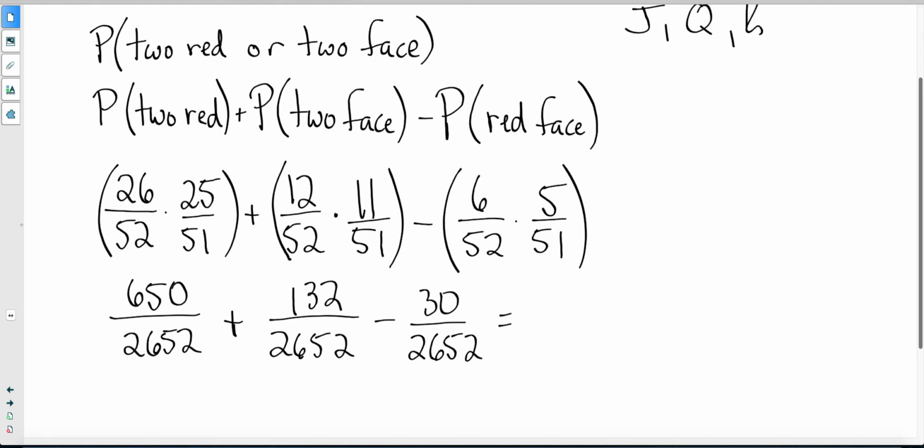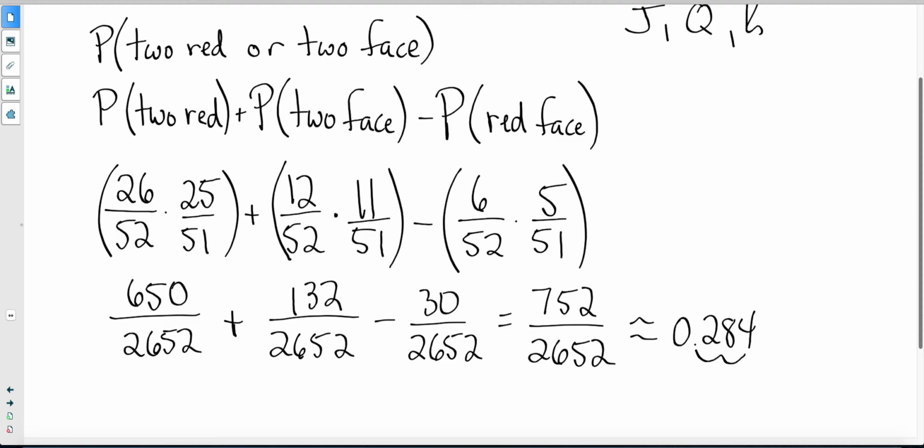And when we add and subtract our fractions here, we'll end up getting 752 out of 2,652, which we can put in our calculator, and we get about 0.284. And remember how to change that to a percentage. Move the decimal place over twice, you get 28.4%. Okay?